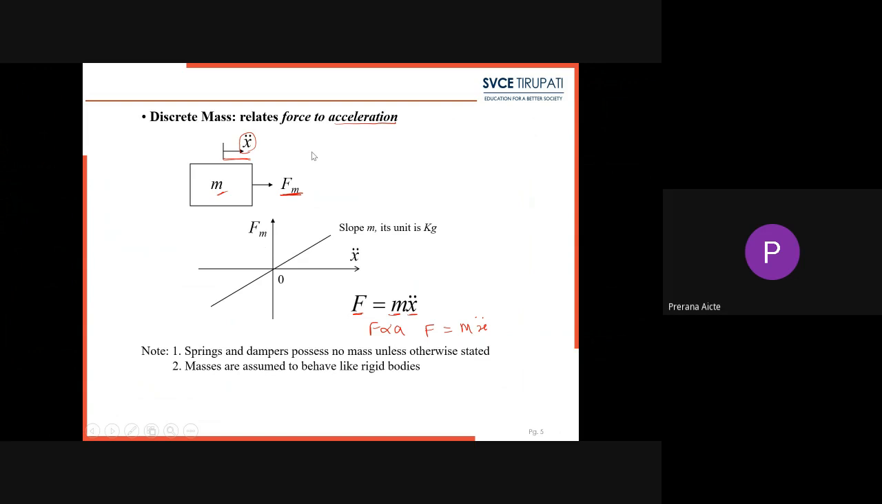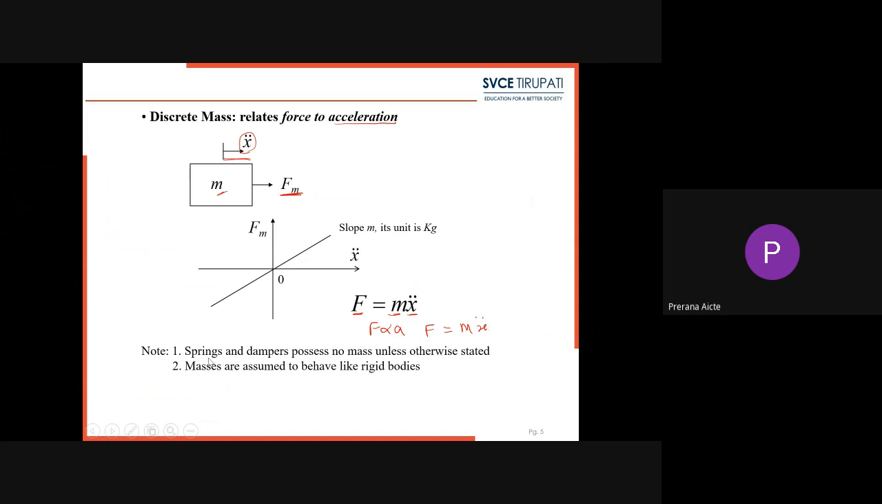And at the same time, we relate this force to the acceleration, that is F is equal to m into x double dot. We have stated F is proportional to the acceleration. F is equal to mass into acceleration. So this again comes under the category of Newton's laws.